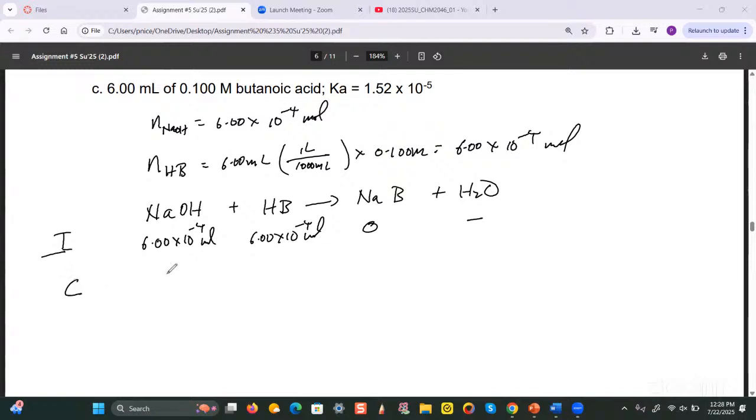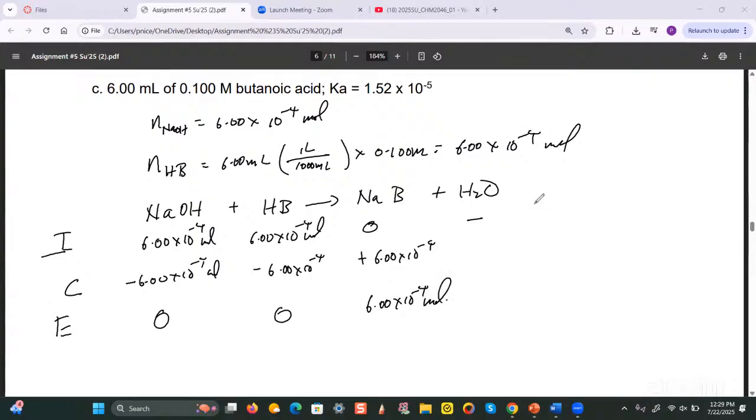The change here, because these two are the same, both of them will be completely used up, right? So the limiting reactant is both sodium hydroxide and butanoic acid. So the change here is going to be minus 6.00 times 10 to the minus 4 moles, here minus 6.00 times 10 to the minus 4 moles, and here plus 6.00 times 10 to the minus 4 moles. At the end of the reaction, you're going to have no sodium hydroxide and no butanoic acid. The only thing present at this point is the sodium butanoate, which would be 6.00 times 10 to the minus 4 moles.